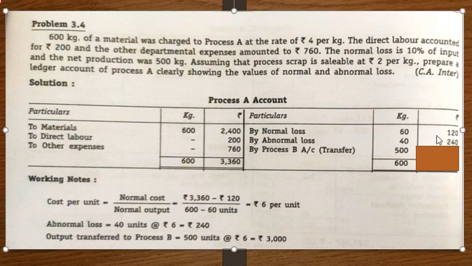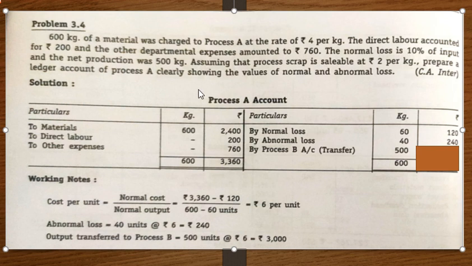So normal loss value, how much is it? 120. So total cost, which is 3360 minus normal loss value, which is 120, divided by, the formula is number of units introduced, that is the input units, minus normal loss units. So how many units are introduced in this process A? 600 units. So what is your normal loss unit? 60. So 600 minus 60, which will give you 540. So the numerator and the denominator will be divided to get the cost per unit.